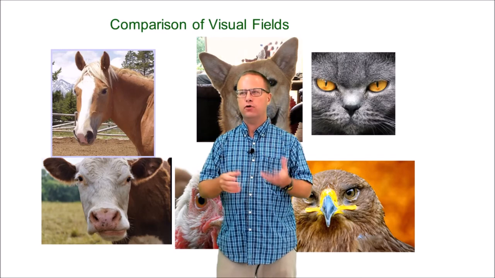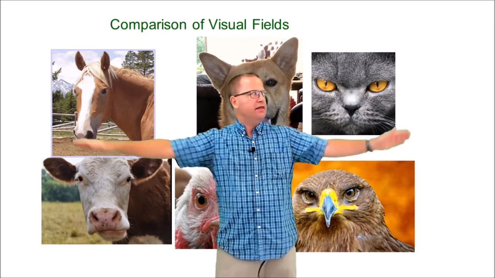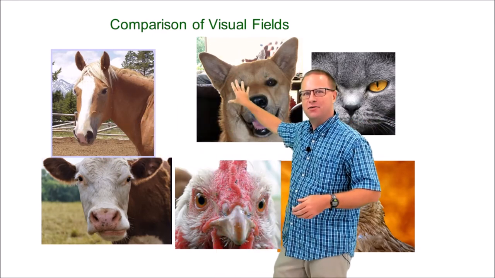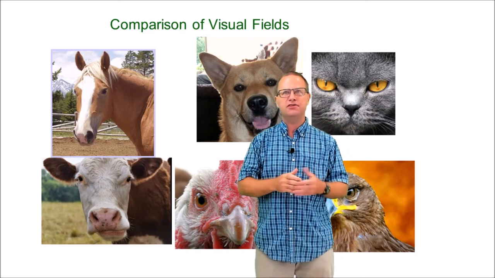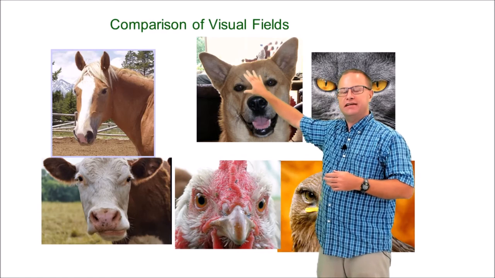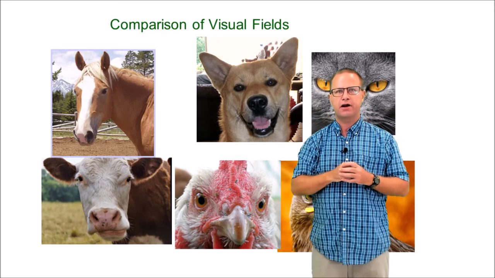Well, because they're a herbivore, they don't really need that depth perception, but what they gain here is a wider visual field. They can see further around them, and they can keep an eye out for these guys, the predator animals. So in general, herbivore animals tend to have wider set eyes that gives them a wider field of vision. Predator animals tend to have closer set eyes that allows them greater depth perception and ability to pursue prey.